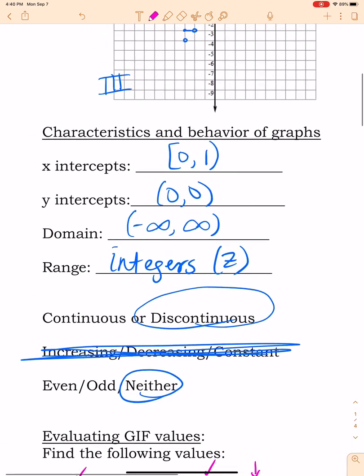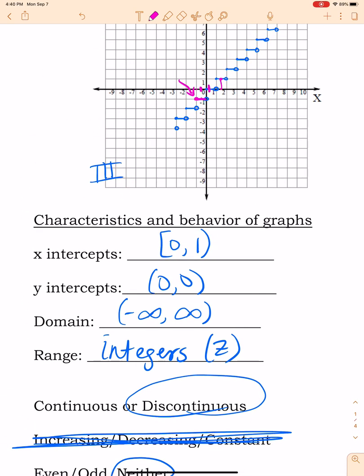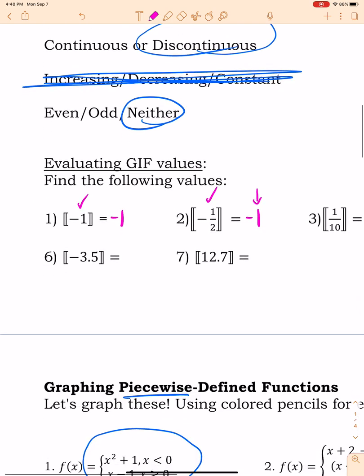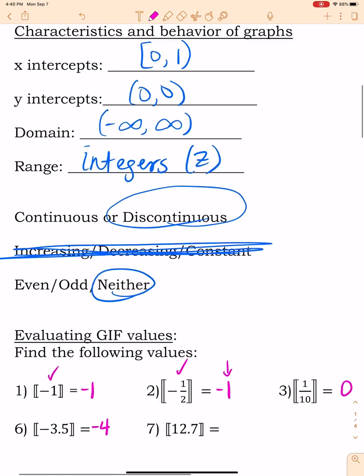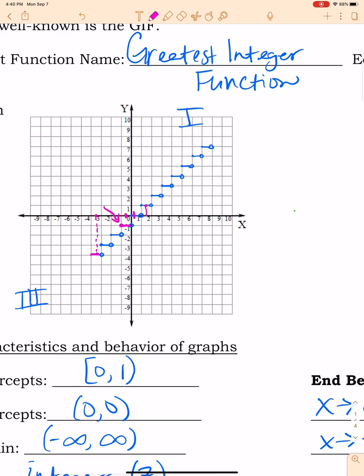And then my next one, -3.5. So I'm going to go over 1, 2, 3.5. So that's right here. Drop down. There should be a line right there. Okay, that's going to be -4. Neato. 12.7. Okay. Uh-oh. We have a problem. My graph doesn't go to 12. What am I going to do, kids? What the heck, yo?